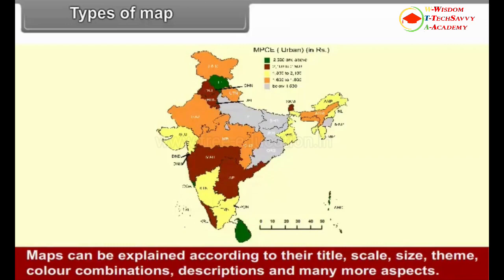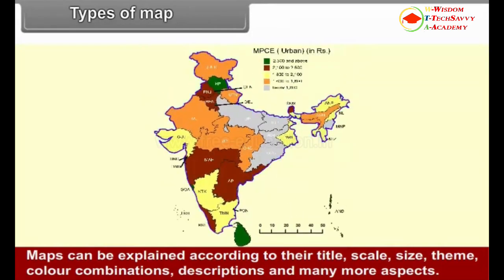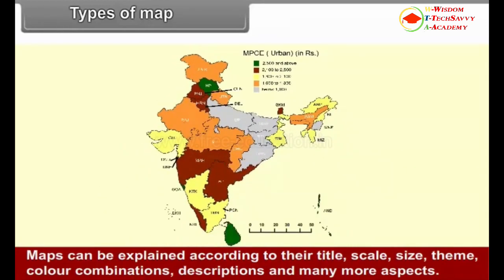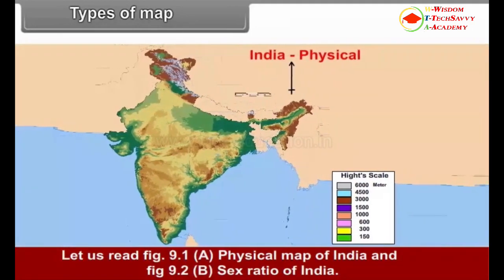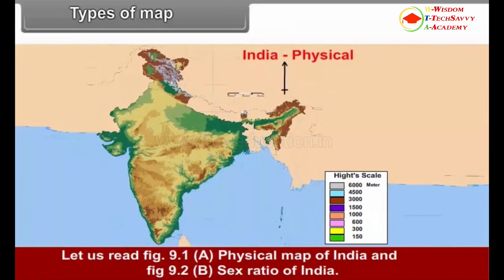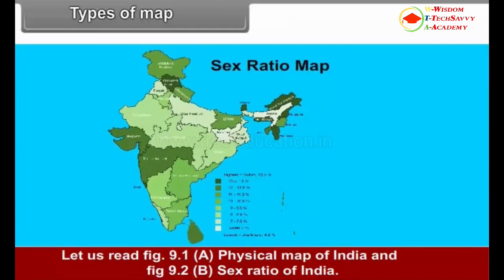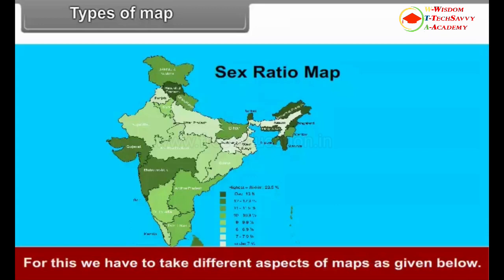Maps can be explained according to their title, scale, size, theme, color combinations, descriptions, and many more aspects. Let us read Figure 9.1a, Physical Map of India, and Figure 9.1b, Sex Ratio of India. Both the maps are different, so let us try to read them separately. For this, we have to take different aspects of maps as given below.